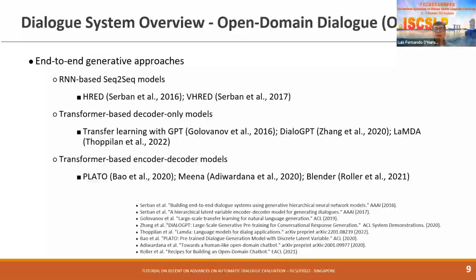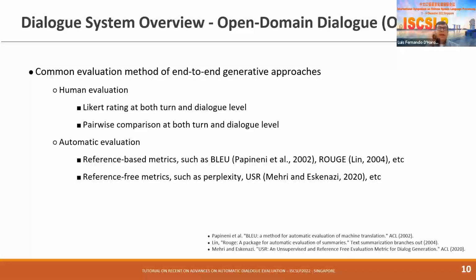Let's say we have GPT, DialoGPT, LaMDA, or these days we are moving into more complex systems based on encoder-decoder models like PLATO, Meena, Blender, or this very famous chatbot these days, ChatGPT, sorry, that's the name of the chatbot that these days is very famous on Twitter. Then we have these evaluation metrics we use to evaluate with humans.